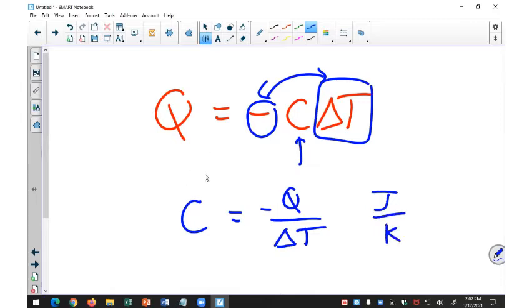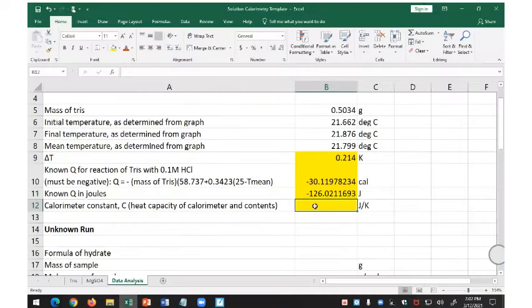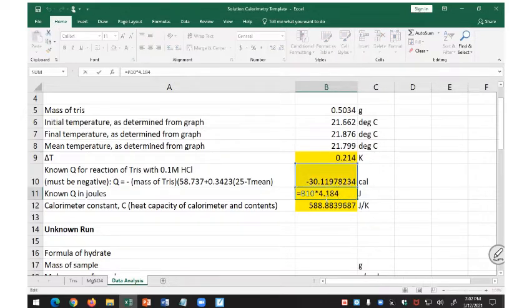All right. So let's go ahead and put that in. What's my formula right here? C equals minus Q, divided by delta T, which is this one right here, 588 joules per Kelvin. How did you get joules again? You multiply by 4.184 joules per calorie. A calorie is 4.184 joules. That's a thermochemical calorie. The calorie that you may have encountered in physics is the original conversion, which is 4.186.